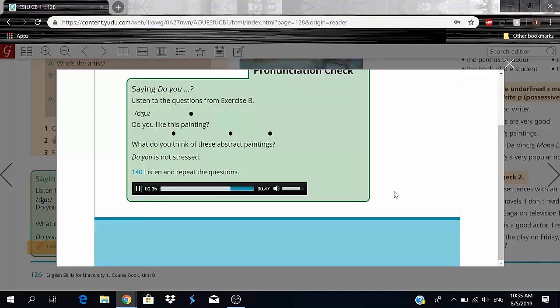What do you think of these paintings? Where do you live? Where do you study? How do you get to college?